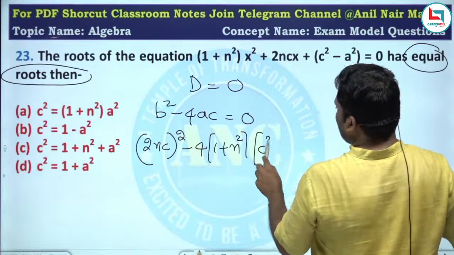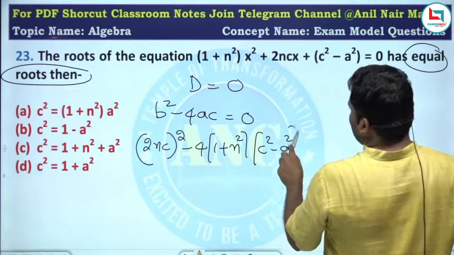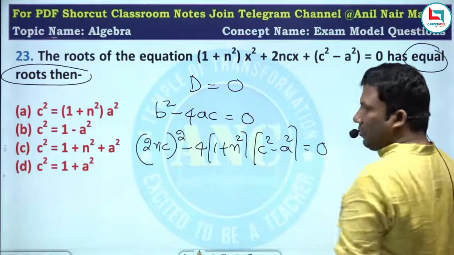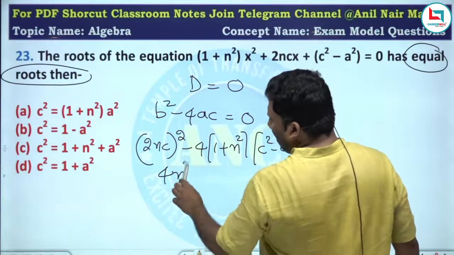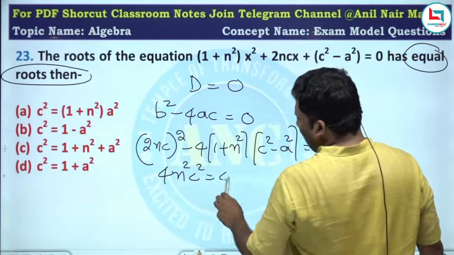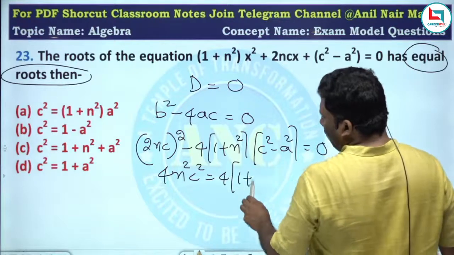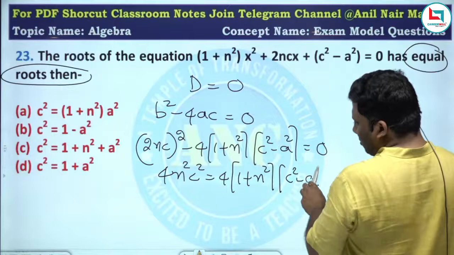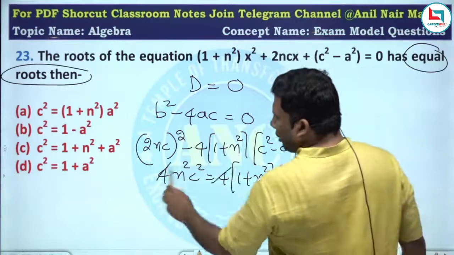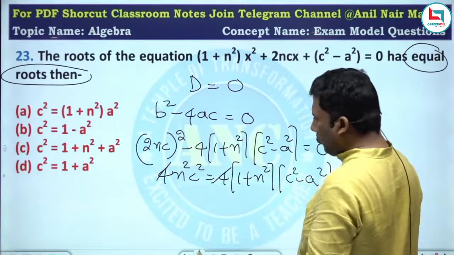c square minus a square, c square minus a square equivalent to 0. So this will be given by 4n square c square equivalent to 4 into 1 plus n square into c square minus a square. 4 cancel.